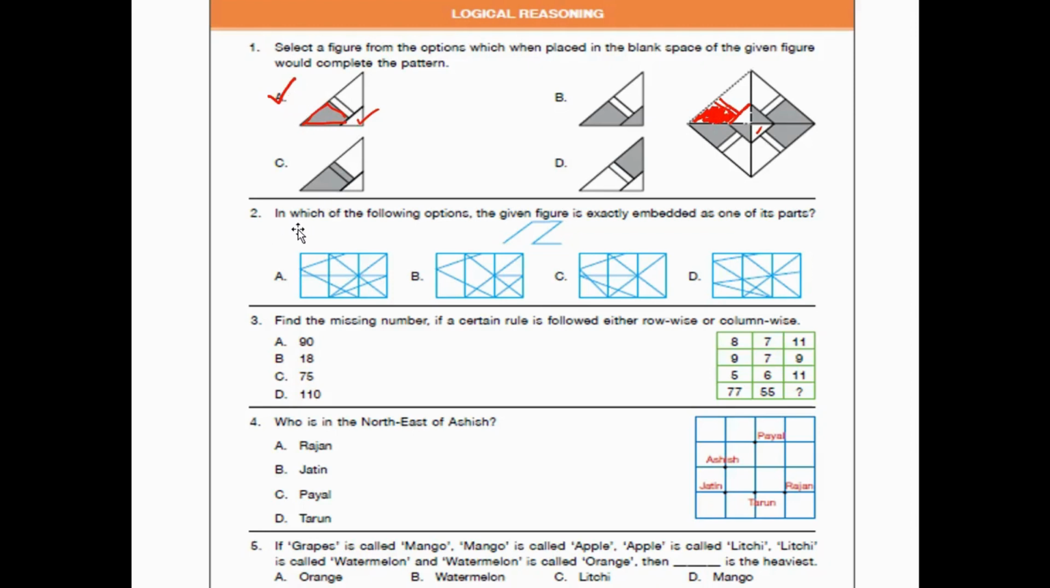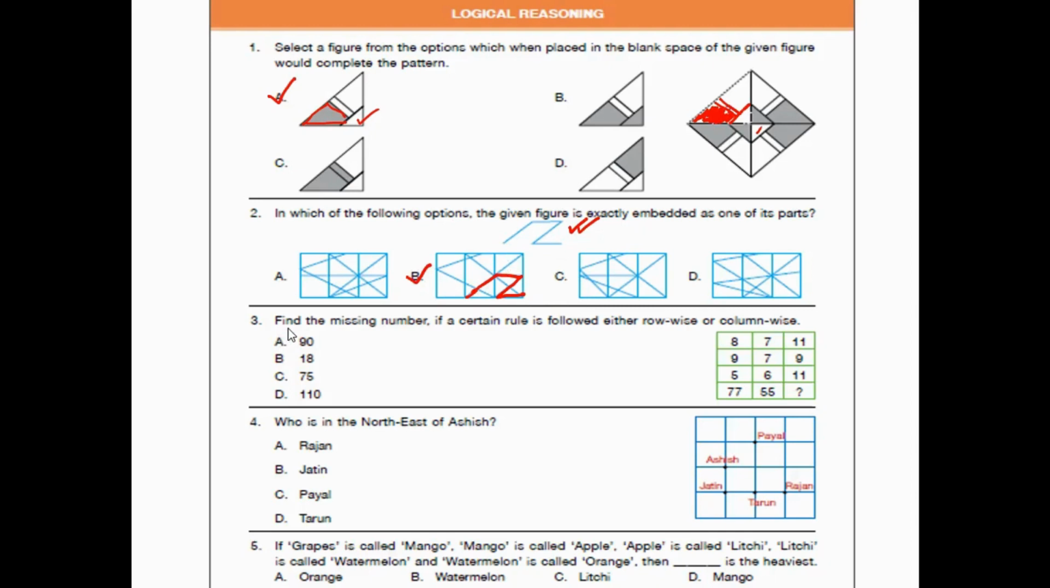Coming to question number 2: in which of the following options is the given figure exactly embedded as one of its parts? Here we can see the structure. In option B, see this structure. This is the line, this is the line. It comes here and then it goes here. See, we got the pattern that is shown here. So the correct option is option B. Like this, you have to find the pattern in all the given options, right? We have got this pattern in option B, so B is the correct option.